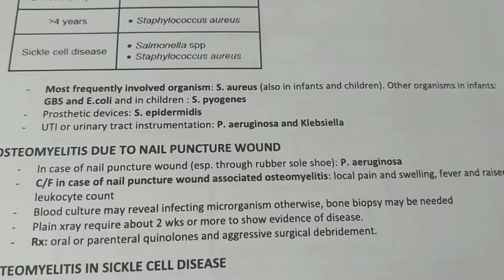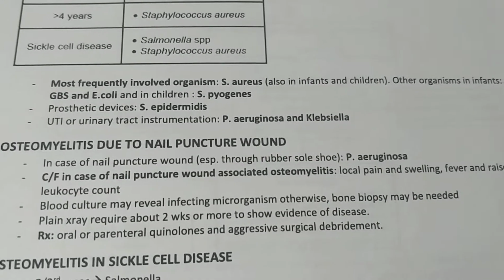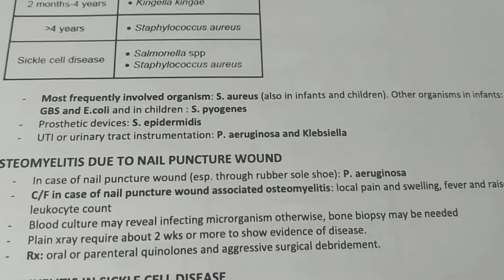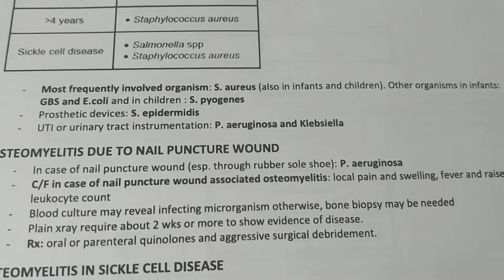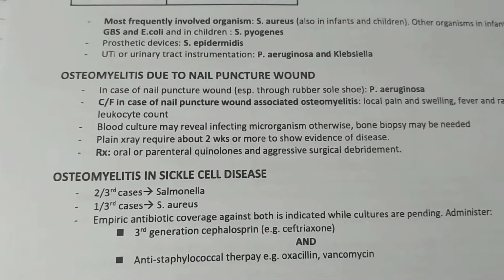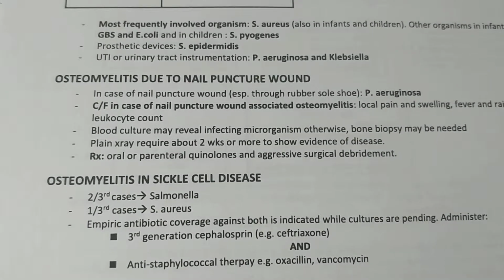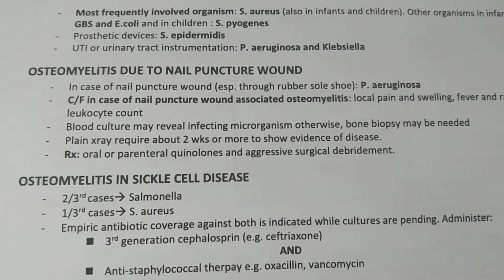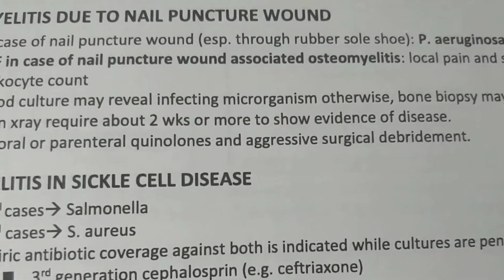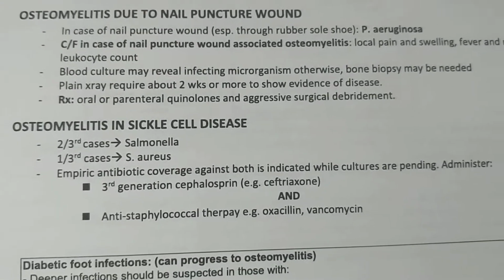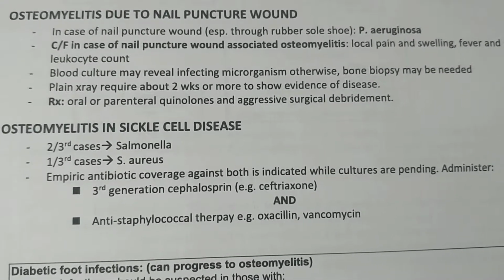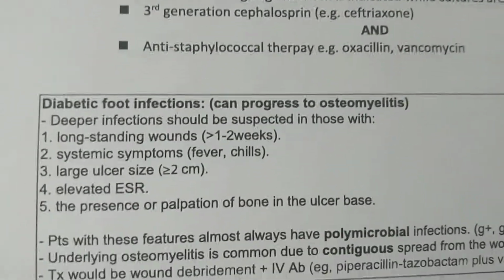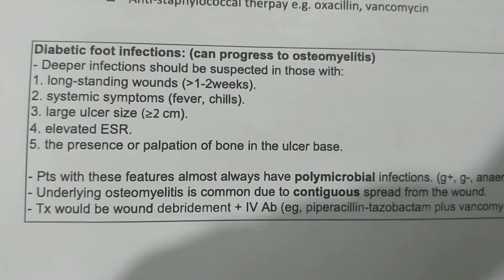The treatment for Pseudomonas aeruginosa in osteomyelitis is oral or parenteral quinolones and aggressive surgical debridement. Now, as we talked, in sickle cell disease, 2/3 Salmonella and 1/3 Staph aureus, so empiric coverage should include both. For Salmonella, we give a 3rd generation cephalosporin, that is ceftriaxone, and for Staph aureus, we give anti-staphylococcal therapy, that is oxacillin and vancomycin. Now, diabetic patients can also have osteomyelitis.